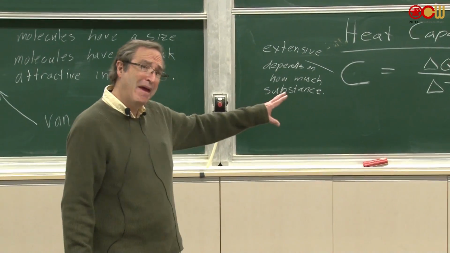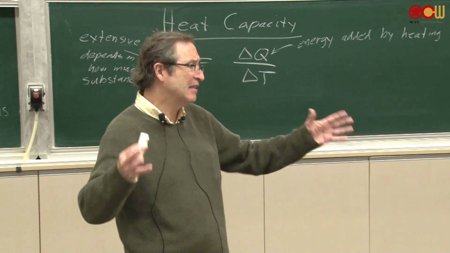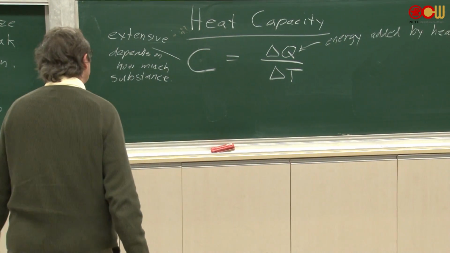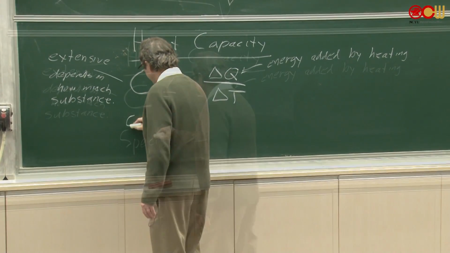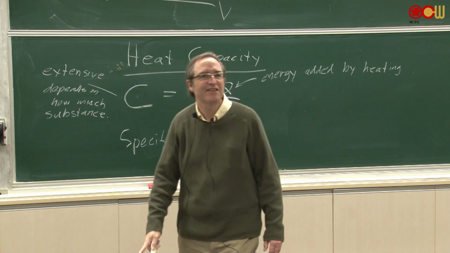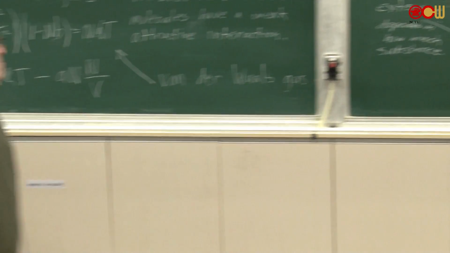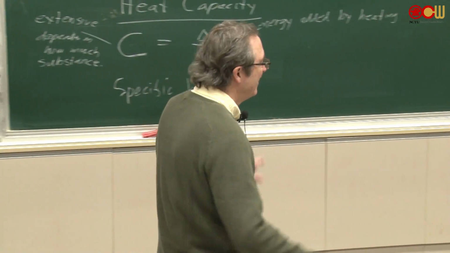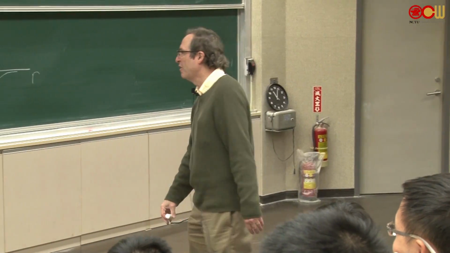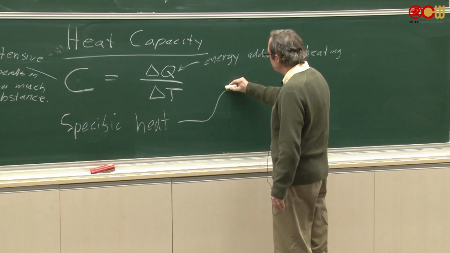So in order to make a property that does not depend on that and just depends on the kind of substance you have, we define what's called the specific heat. These are just names. Don't try to put too much meaning into those names because they're bad names. Right? They shouldn't be called heat, for instance. Heat is complicated. It's an old thing that people weren't sure what it was.